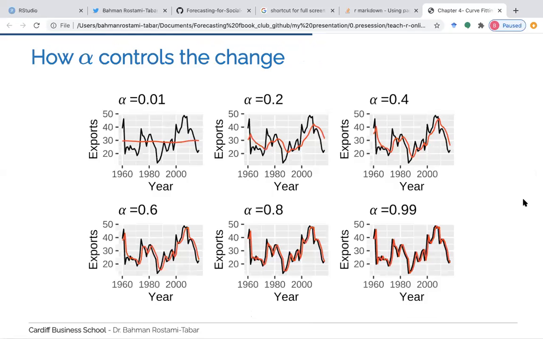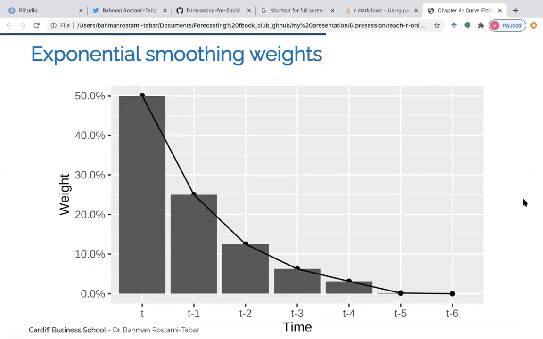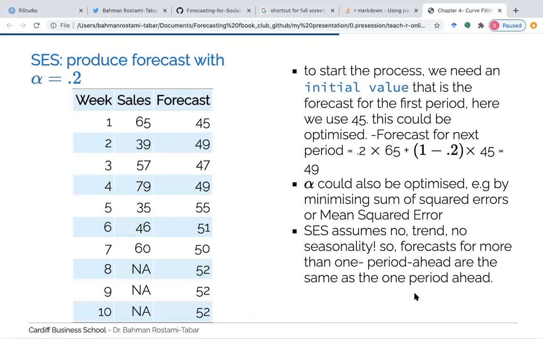So this is how changing alpha will change the smooth lines. And then, why do we call it exponential smoothing? Because for any alpha value you have, the weight changes exponentially. You can try it yourself. Here I have tried with an alpha equal to 0.5, and as it goes from the latest period to the oldest period, the weight changes exponentially. That's basically why we call this exponential smoothing: the weights of observations in the past change exponentially.